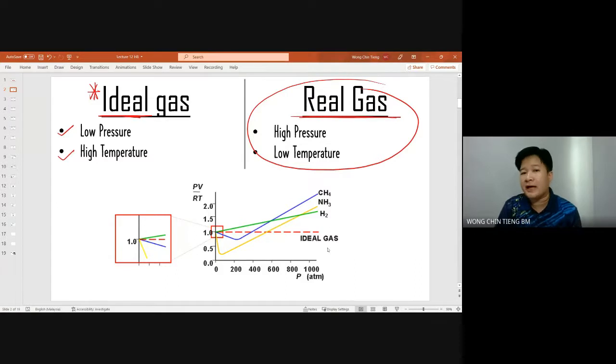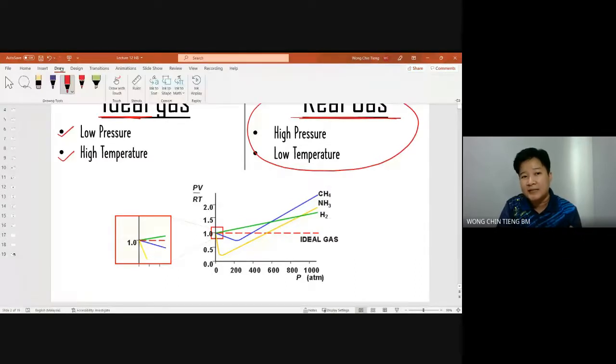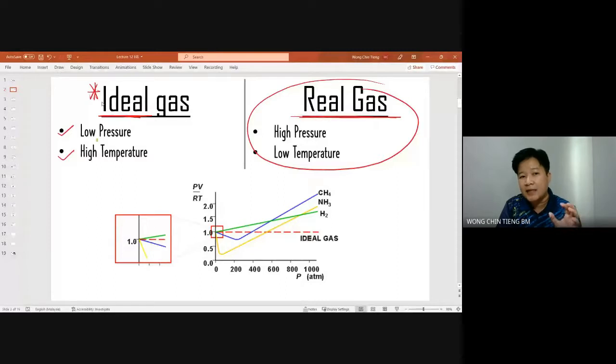Dan dalam real gas, keadaan dia terbalik. Apa yang saya nak kamu tengok kat sini, keadaan dia terbalik. Kalau ideal, dia adalah low pressure. Kalau real, dia adalah high pressure. 100% terbalik. Kalau ideal gas, kita kena ada high temperature. Kalau real gas, dia kena low temperature. Nampak?